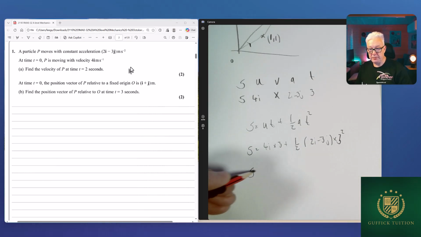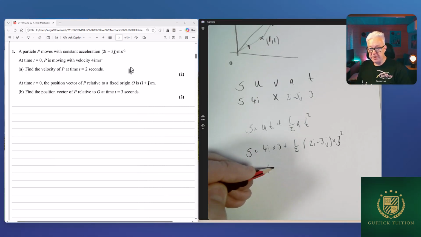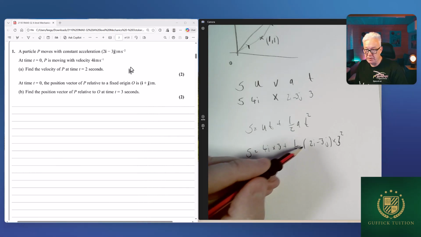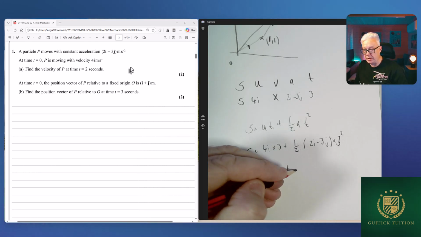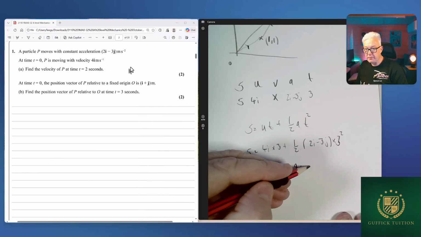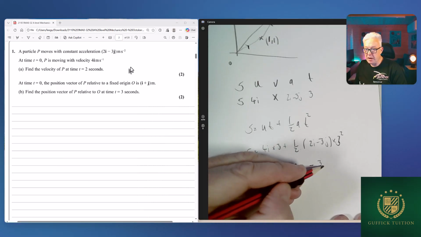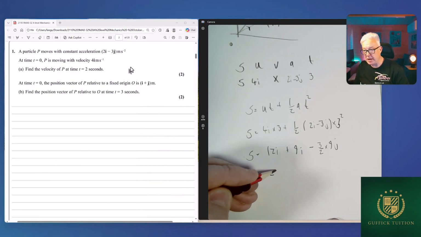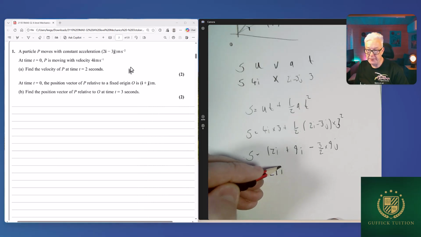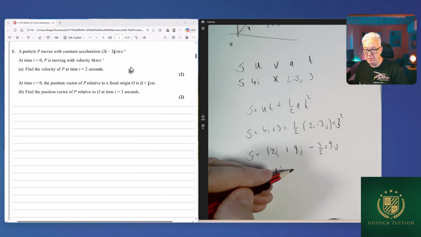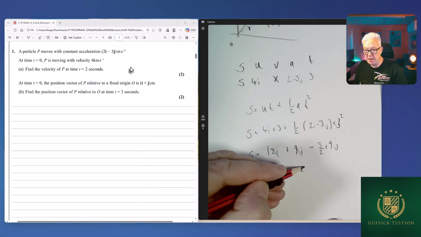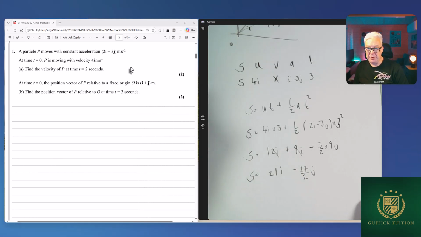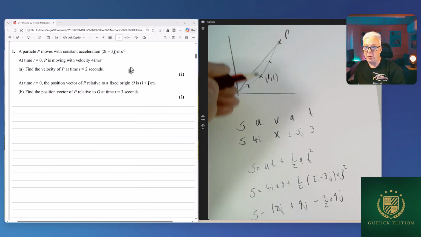Okay, so now let's work this out. So we're going to have 3 times 4 is going to be 12i. And then we're going to have a half times 2 is 1, and that's going to be times by 9. So plus 9i minus 3 over 2 times by 9j. So therefore S is going to equal 21i, add those two together, minus 27 over 2j.